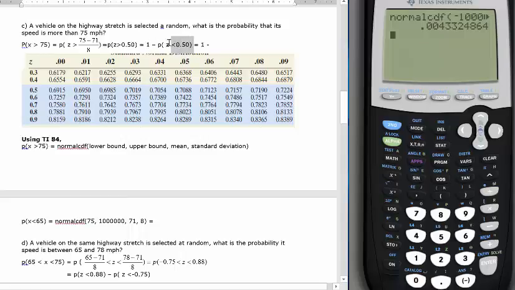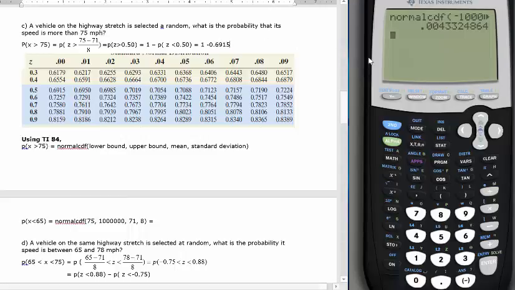For this one here that I selected, you can use the table, and then you can do 1 minus the answer. So let's see. 0.50. The 0.5 I get from the vertical line, and the 0.00 I get from the horizontal line. So we're right here, and this is the 0.5. So the answer is 0.6915.